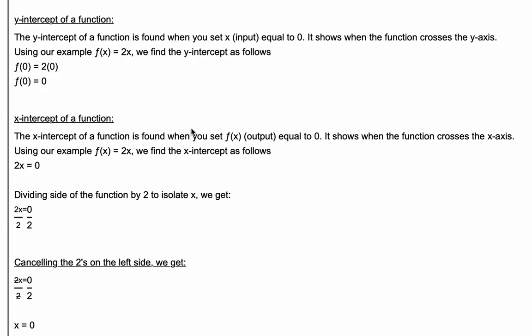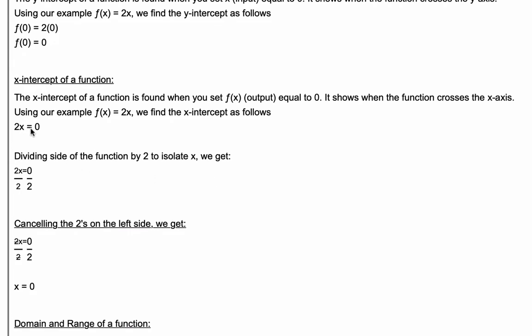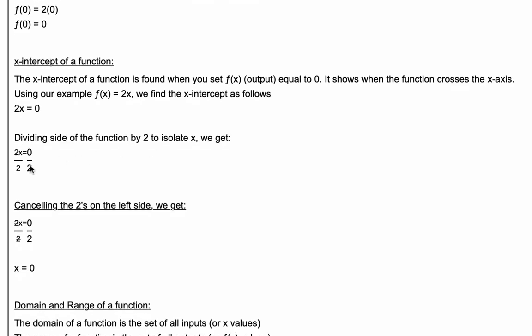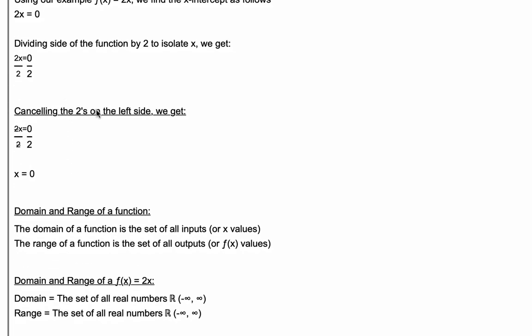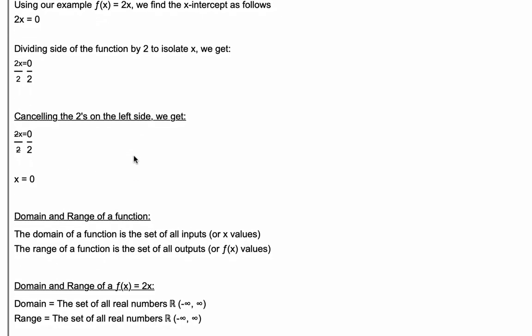Now, we can also find the x-intercept of the function. The x-intercept of a function is found when you set f of x, which is the output, equal to 0. And this shows when the function crosses the x-axis. Using our example function f of x equals 2x, we find the x-intercept as follows. We set 2x equal to 0. If we divide each side of this function by 2 to isolate x, we get 2x over 2 equals 0 over 2. We cancel the 2's on the left side and we get x equals 0. Therefore, our x-intercept of our function f of x equals 2x is 0.